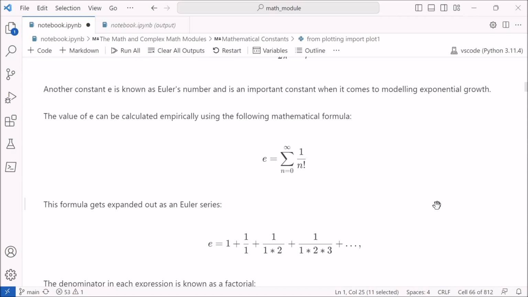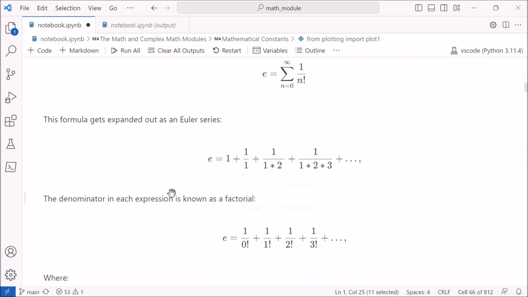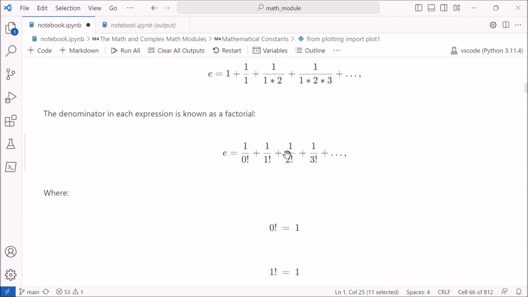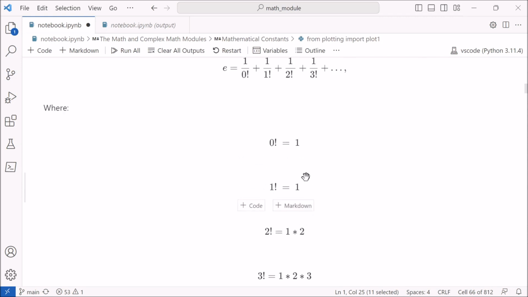So another constant is E, and this is known as Euler's number, and it's an important constant when it comes to modeling exponential growth. So the value of E can be calculated empirically using this formula, and this formula gets expanded out into a series, and this is a factorial. So each of these is a factorial, and the definition of a factorial is 0 factorial equals 1. So it's not equal to 0 because if it was 0, then anything multiplied by it would become 0. So this is equal to 1 and this is equal to 1.